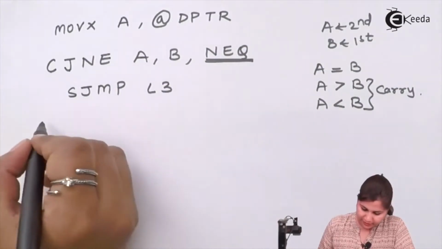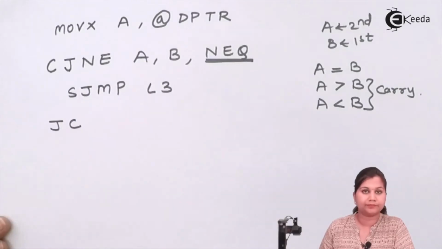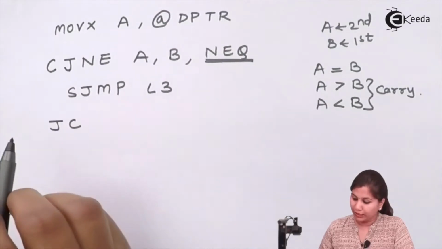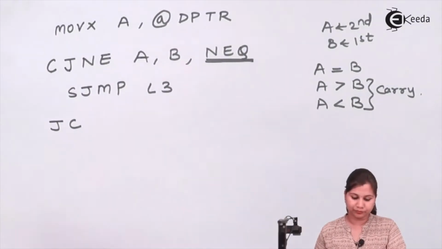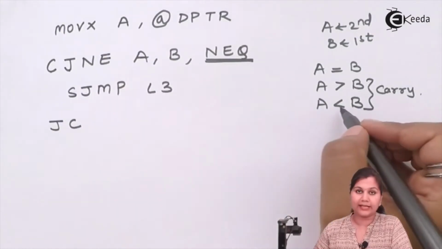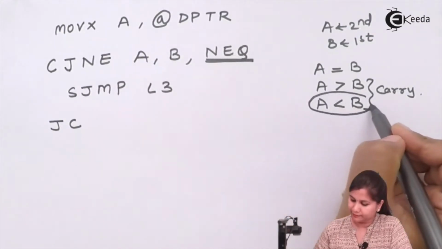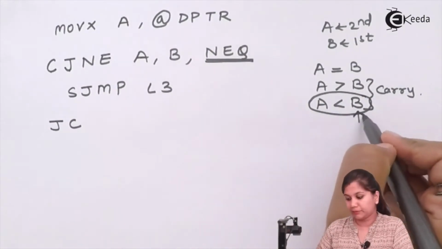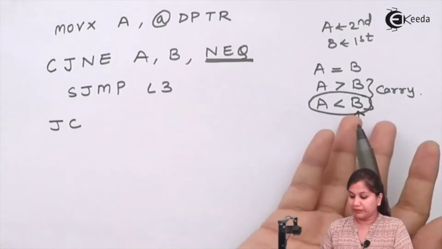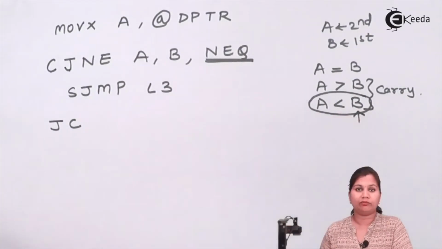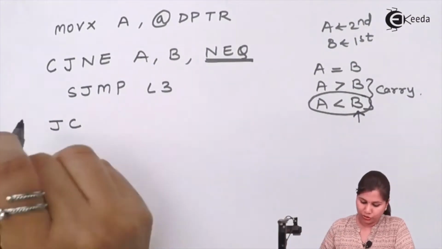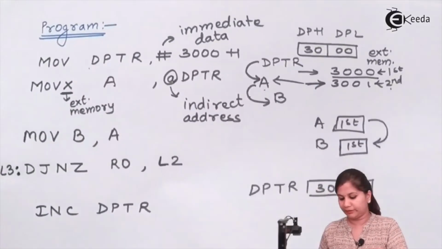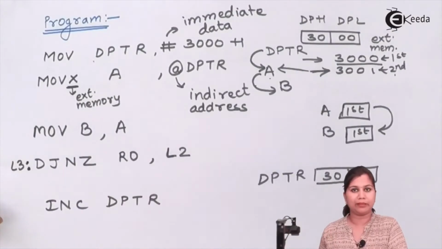So next is jump on carry. We will check the carry flag, whether carry is generated or not. Carry will be generated when A is less than B. So in this case, in B we will be having the maximum number, and there is no need of doing the exchange. So jump to L3. And L3 is what? Again, decrement the counter, increment the DPTR, and repeat the process.